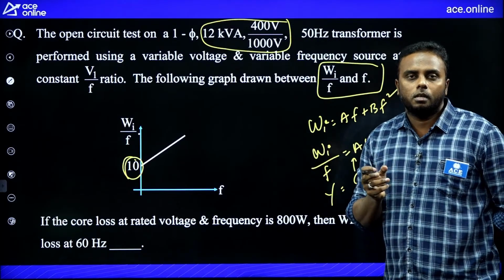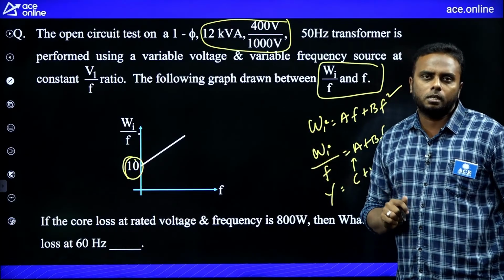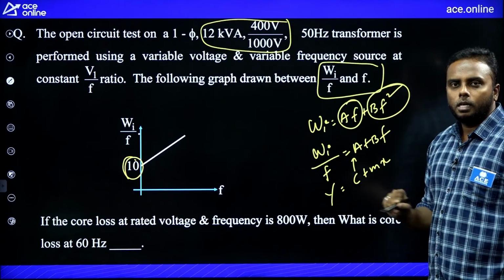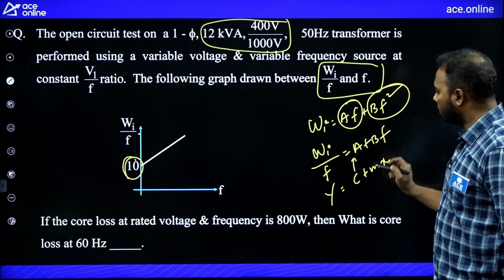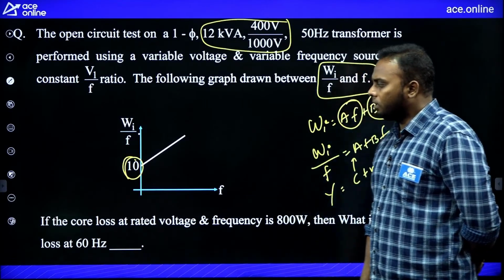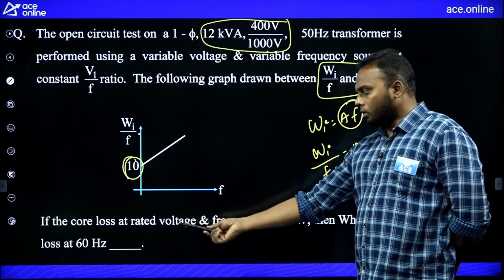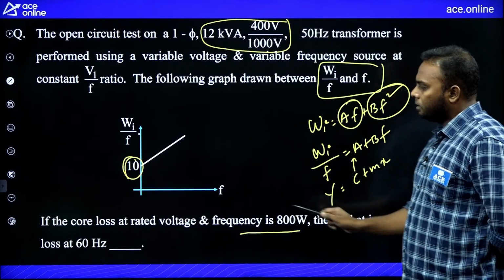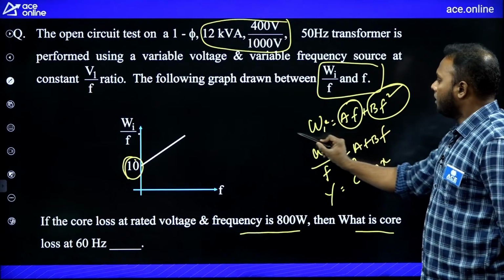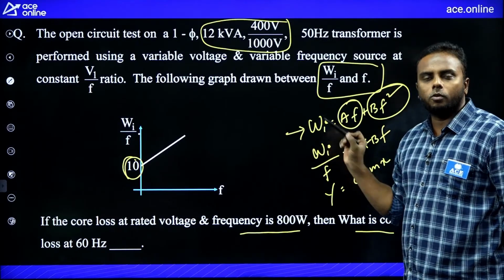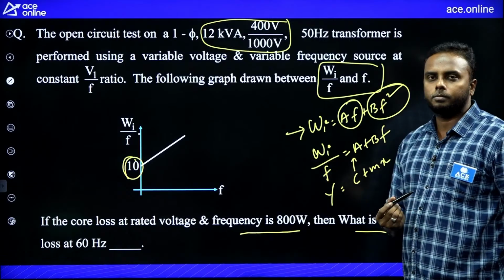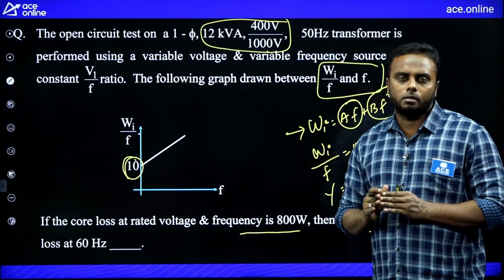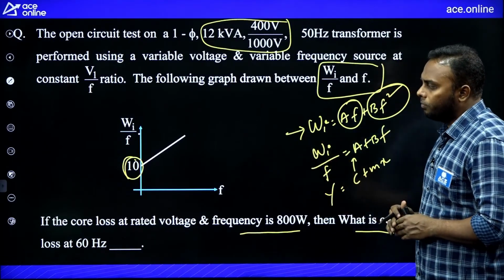What is constant A? For that you should know hysteresis and eddy current. This is hysteresis loss AF. This is BF square, eddy current loss. A is the hysteresis constant, B is the eddy current constant. That A and B we need to calculate. Given that the core loss at rated voltage and frequency is 800 watts, what is the core loss at 60 Hz? We need to find the iron loss at 60 Hz. For that, A into 60 plus B into 60 square. Frequency is there but A and B are unknown. That A and B we have to find from the graph.